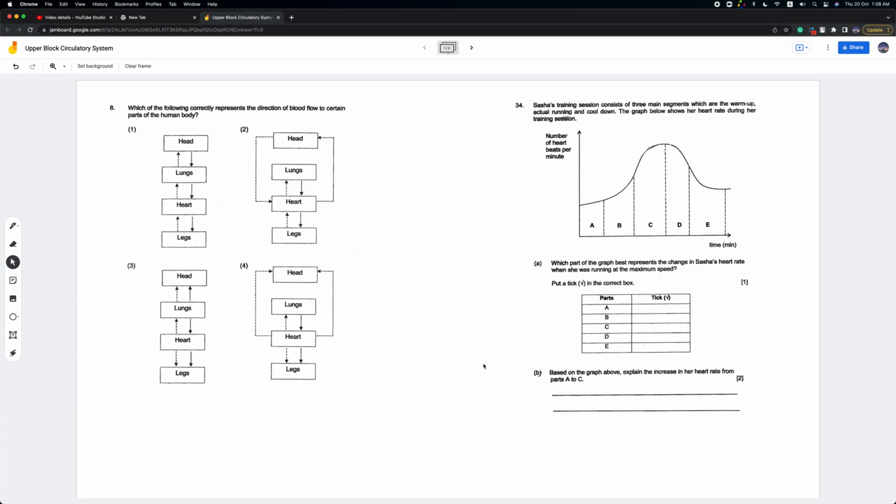So this is an upper block topic. It's quite a short topic actually. The main concept is quite straightforward and simple, and there's not many key phrases that you will use basically. Okay, so let's just dive into the first question. Which of the following correctly represents the direction of blood flow to certain parts of the human body? Now, this topic is heavily related to the respiratory system, but we will cover specifically the circulatory system only.